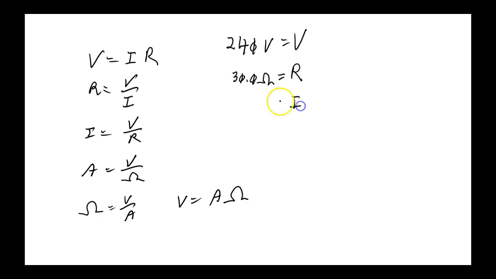So we're looking for I. That's the unknown. How do we get that? V over R. And V is 240 volts, and R is 30.0 ohms, and that's going to give us, now I'll show you an easy way to do this without the calculator, but if you want to use a calculator, you can. Move this decimal, both of them, one place to the left. 24 divided by 3 is 8.